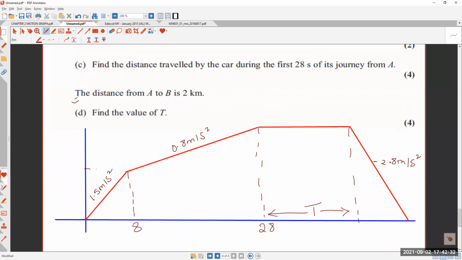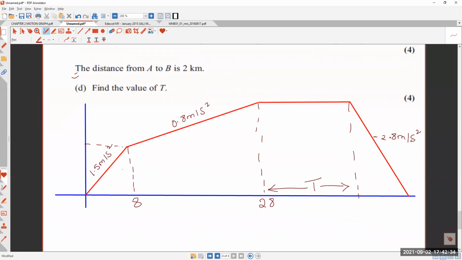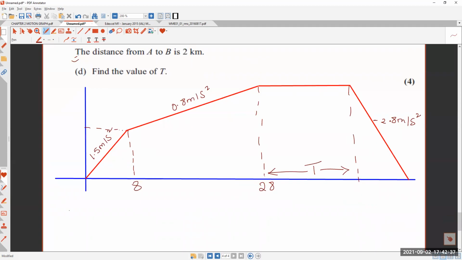Look here. We will use v = u + at. What is the final velocity here? u is 0, a is 1.5, time is 8. 1.5 into 8 is 12. So 12 meters per second. So what is the speed here?